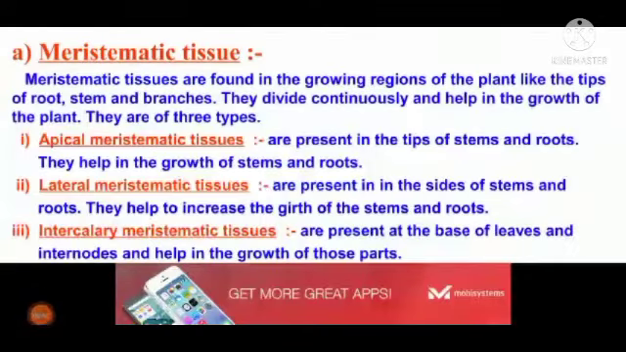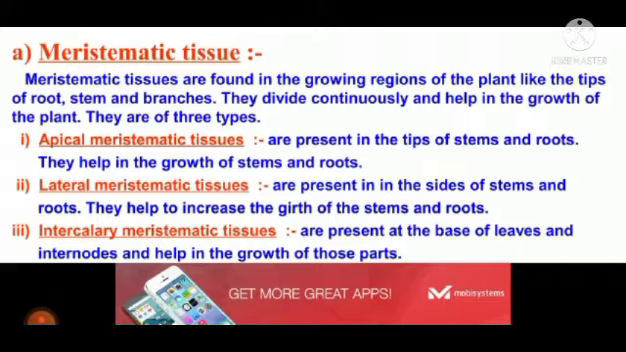Today we are going to study about meristematic tissue and permanent tissue. So let's first discuss about the meristematic tissue. Meristematic tissues are found in the growing regions of the plant like the tips of root, stem and branches. They divide continuously and help in growth of the plant. They are of three types: apical meristematic tissue, lateral meristematic tissue, and intercalary meristematic tissue.